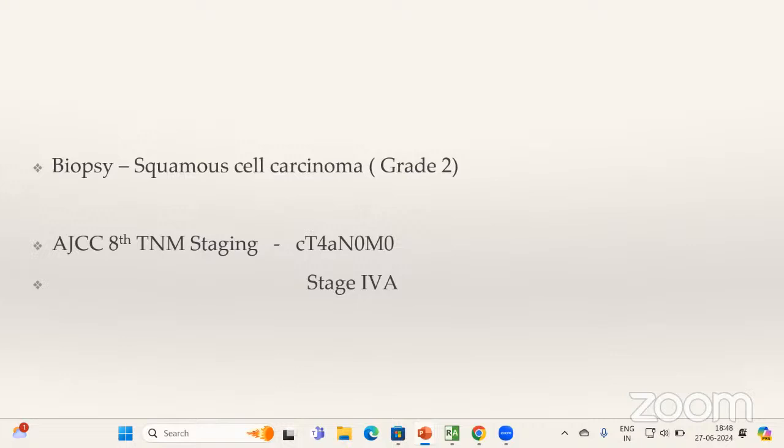So you have a T4A N0M0 carcinoma of the maxillary sinus with extension into the anterior ethmoids, right? Yes, ma'am. And involving the nasolacrimal duct. Yes, ma'am. And so what is your management? What is your plan for treatment?